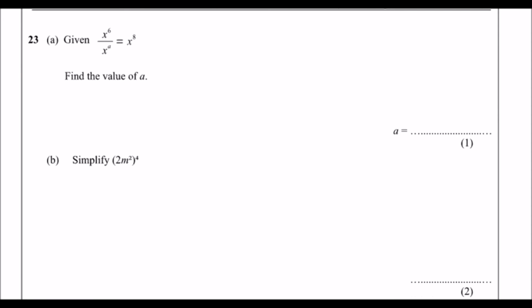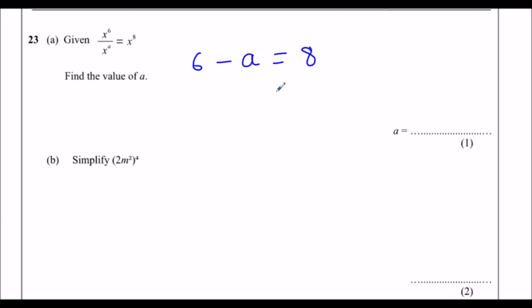Question 23. Given x to the power of 6 divide x to the power of a equals x to the power of 8, what is a? Find the value of a. So when we are dividing indices, we subtract the powers. So 6 take away a must equal 8. So 6 take away what number equals 8?